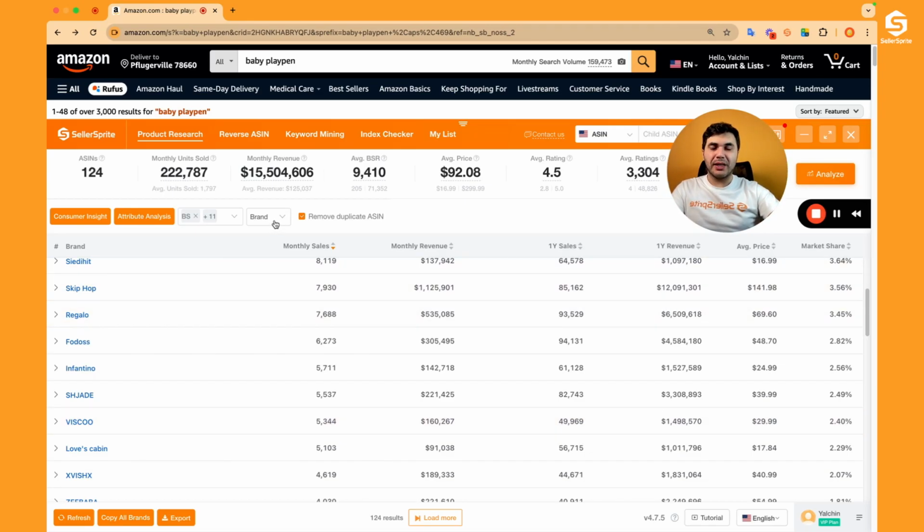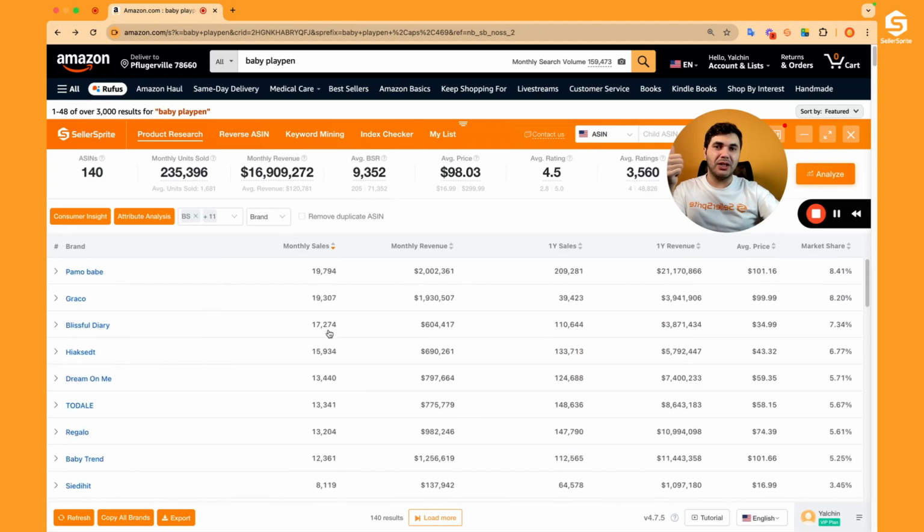So this is in brand level. Just pay attention, always remove duplicate ASIN. If I wanna add it back, you see these metrics for sales units and revenue are going to change when I remove duplicated ASIN. Right now there are 140. If I remove duplicate ASIN, it comes down to 124.